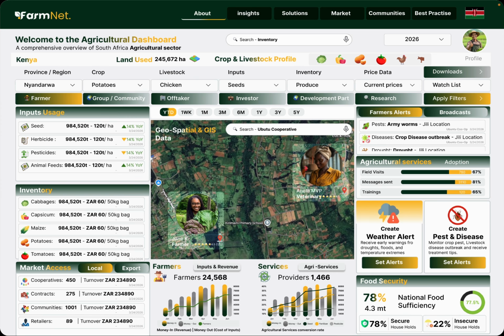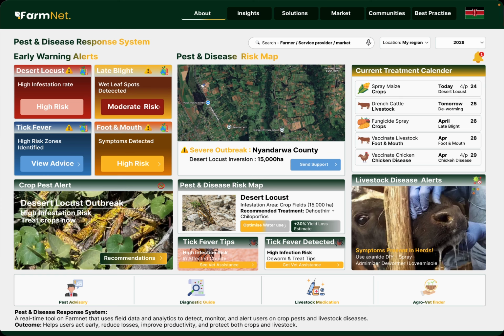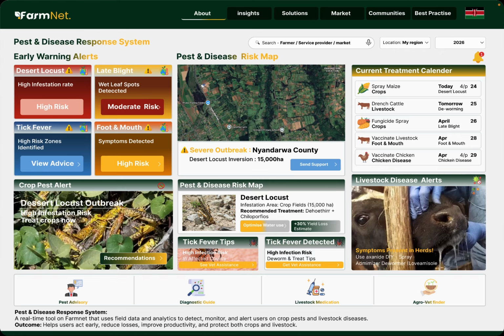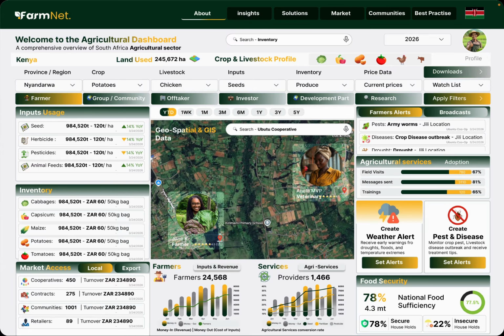Back to pest and disease alert. This is an example of pest and disease alert mapping. When you see desert locust outbreak, you click on desert locust outbreak. It gives you all the information required to manage this desert locust outbreak. And then you can also see national food sufficiency dashboards right at the bottom there. So this is some of the things that are available that can be given to World Bank depending on World Bank's interest. Thank you.